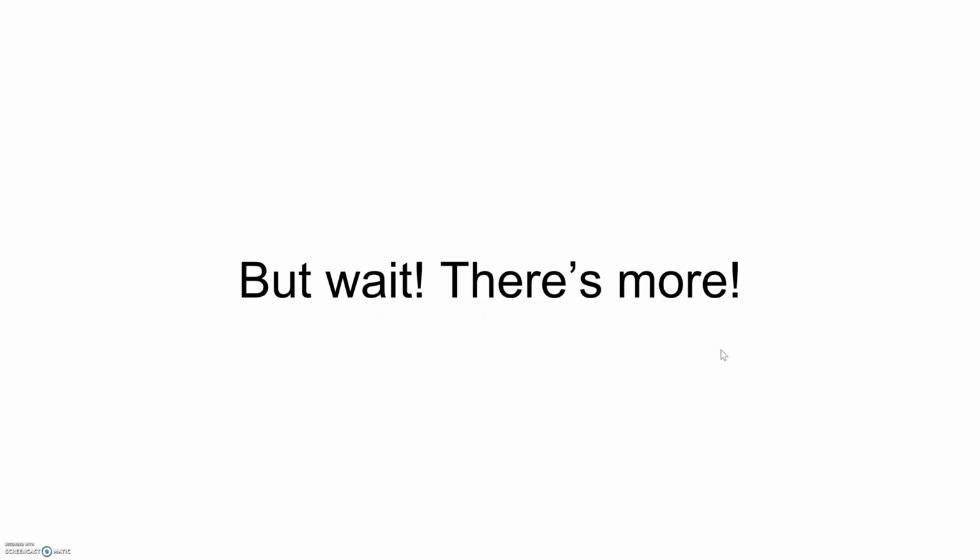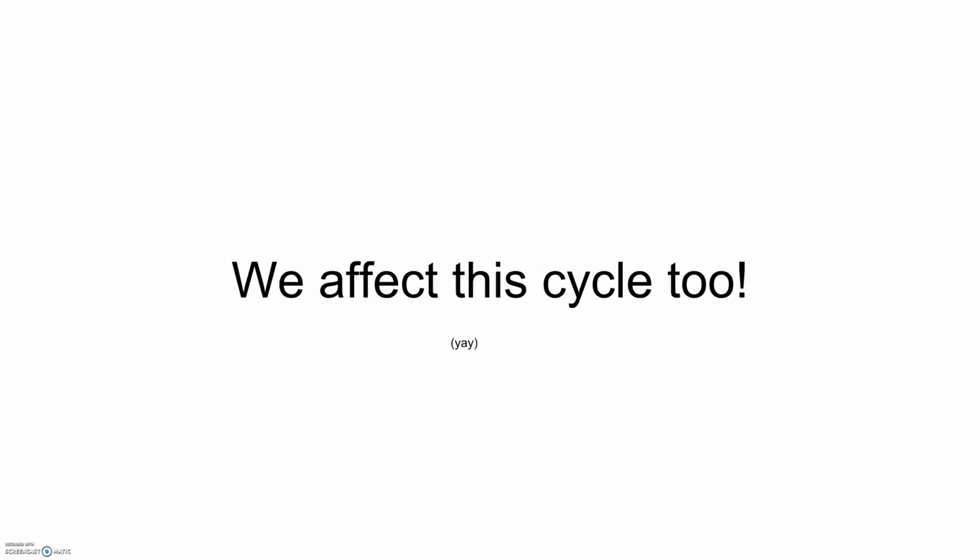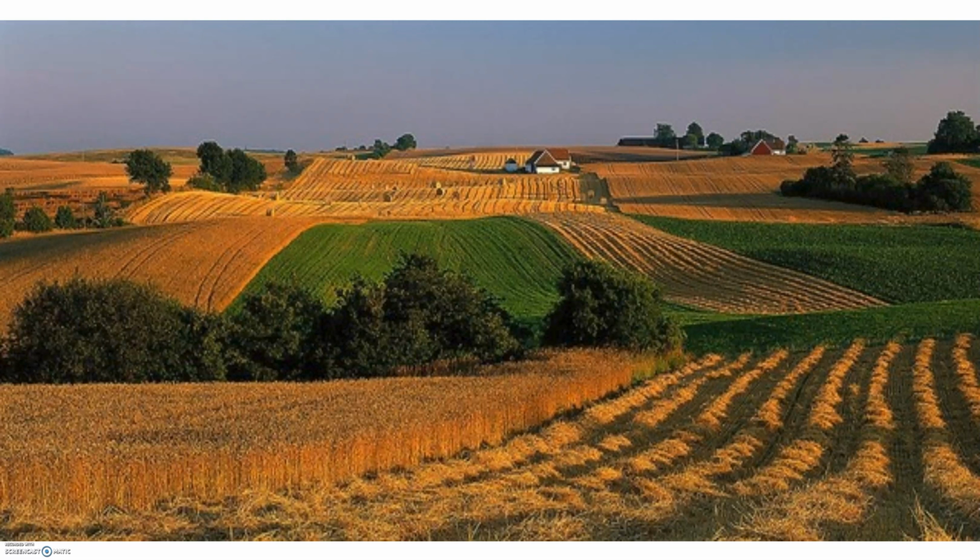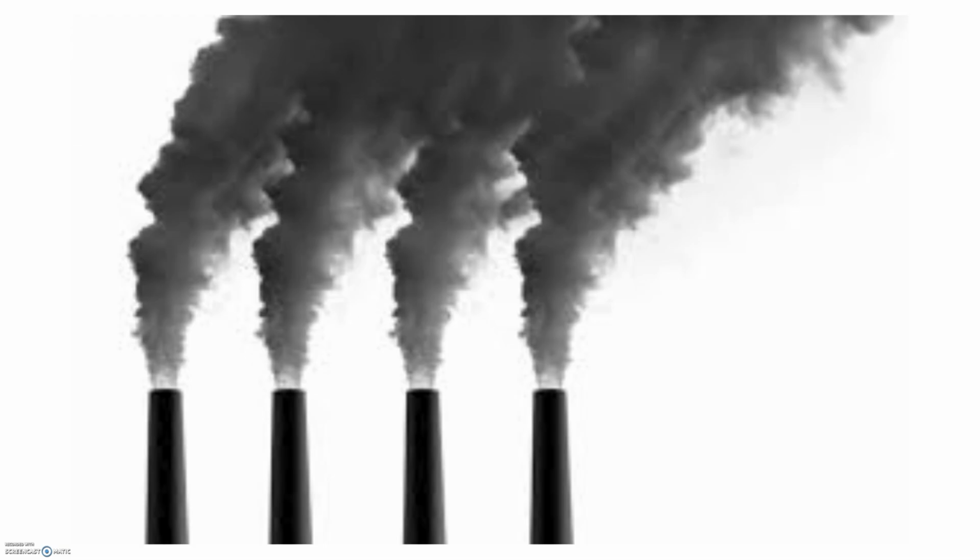But wait, there's actually more to this than just it going around in a circle. You see, we're actually adding to this cycle. So we affect the cycle too. Yay, I guess. Or well, not so yay actually. Because, well, I'll get into that. But the two main ways that we add to this cycle are by using nitrogen-rich fertilizers. See, all these lovely crops that are being reared in this lovely farm here are very likely being raised on nitrogen-rich fertilizer. And the second is, unfortunately, by burning fossil fuels, which, for a number of reasons, is bad.